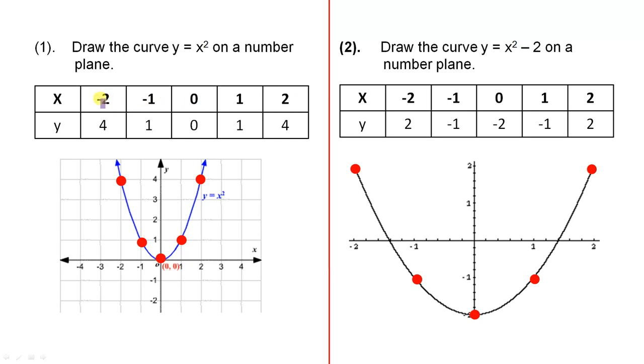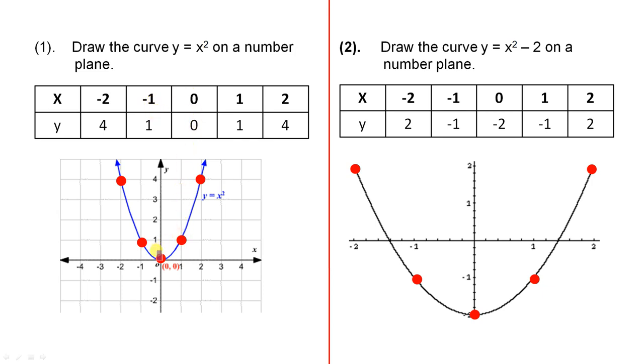So if you're given, for example, some x values, these ones here, all you do is substitute them into the equation to give you the y values. So let's do that quickly. When x equals minus 2, squared gives us 4. When x equals minus 1, when you square that it gives you 1, and so on when you put each of these numbers in here. So that gives you your points or your coordinates, minus 2, 4, minus 1, 1, 0, 0, etc.